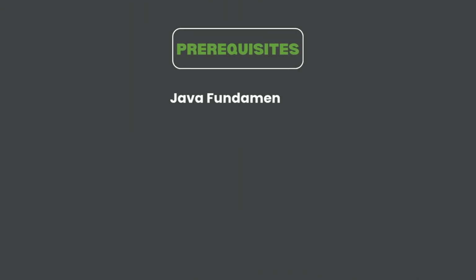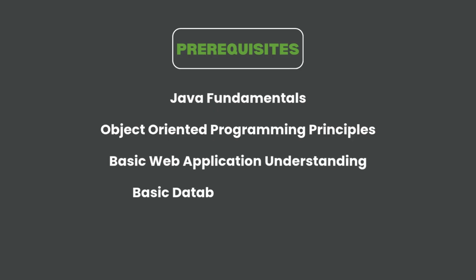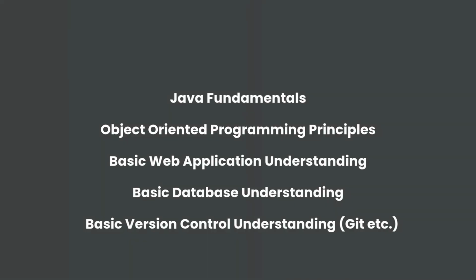For the prerequisites in this particular series, you're looking at Java fundamentals, object-oriented programming principles, your inheritance, your polymorphism, abstraction, and things like that. Also basic web application understanding on how web applications behave, or if you've used HTML, CSS, JavaScript, and things like that. Basic database understanding: querying a database, creating a table, adding columns, inserting data into the database, retrieving data from a select. And finally some version control understanding like Git or similar version control.